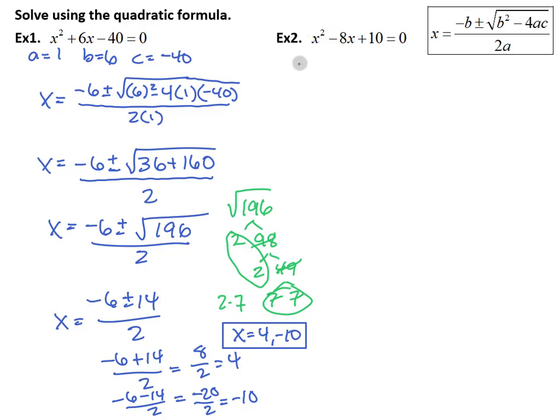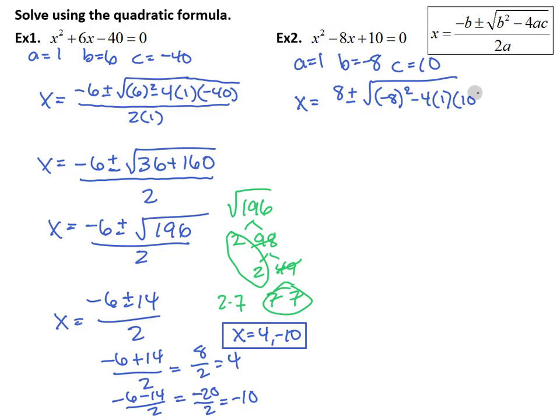A is 1, B is -8, and C is 10. And again, it is set equal to 0, so we can go plug in. X is equal to the opposite of B, so +8, plus or minus the square root of B squared minus 4 times A times C. And you might notice that both times I plugged in B squared, I used parentheses.